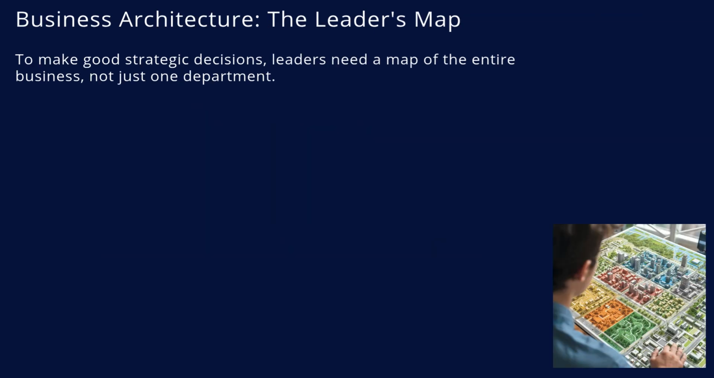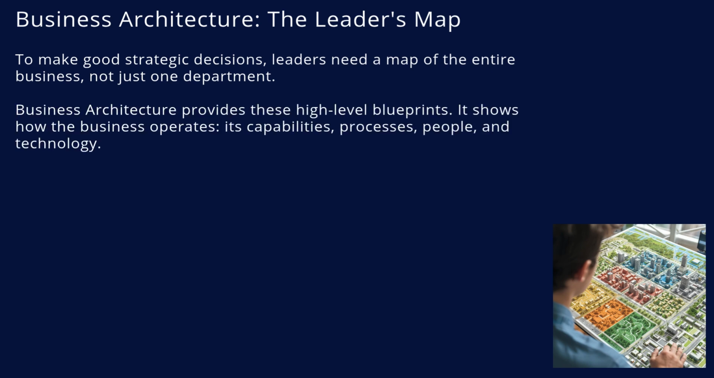So how do leaders make these huge build or buy decisions without just guessing? They use a discipline called business architecture. I want you to be very clear, this is different from the software architecture or network architecture we might talk about in a technical team. Business architecture is a much higher level view. It's a set of blueprints that show how the entire organization fits together, its core functions, its business processes, the roles people have, and the technology that supports it all.